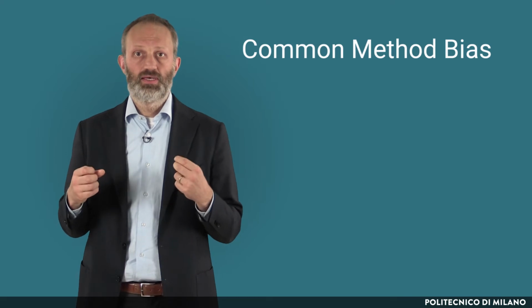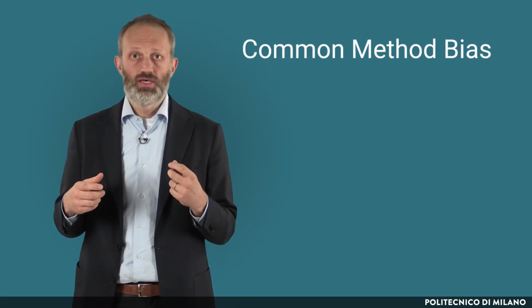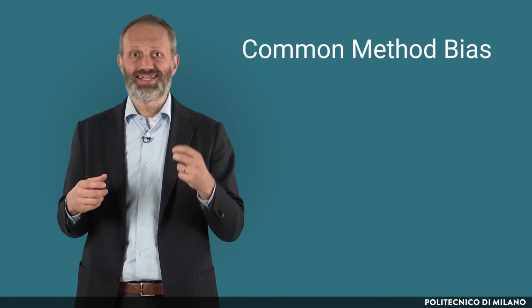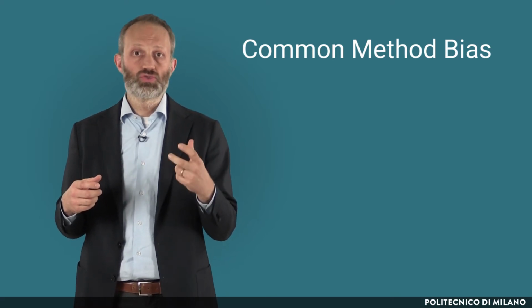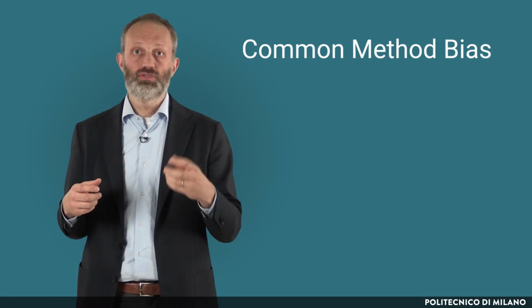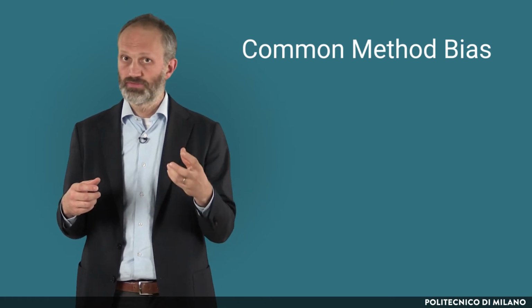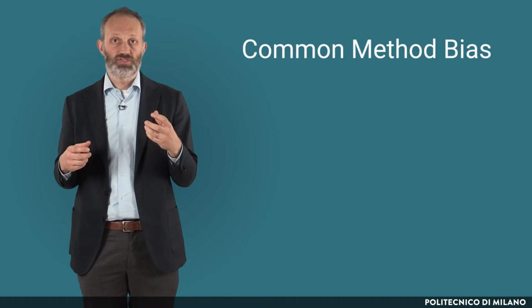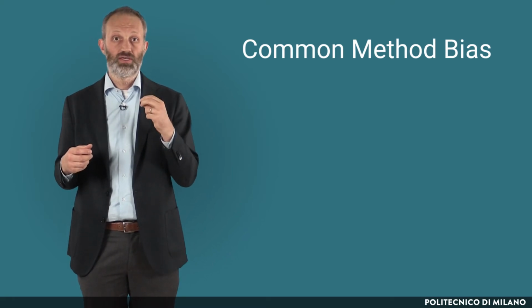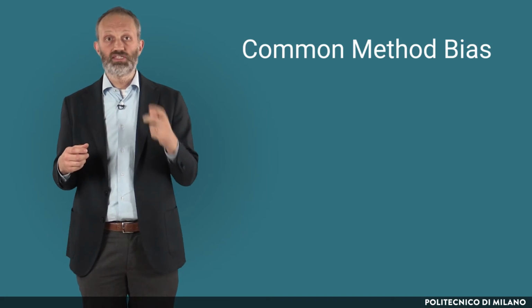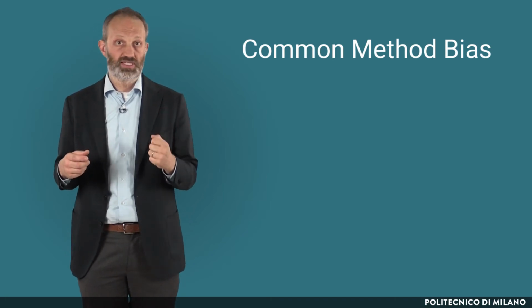Another control that is usually suggested is the check for common method bias. As we have seen in previous lectures, common method bias means that data show higher correlations than reality, due to the use of a single measurement method, social desirability, and so on. Despite our efforts in preventing this problem with the design and administration of the survey, we need to make sure that this problem is not affecting our data.